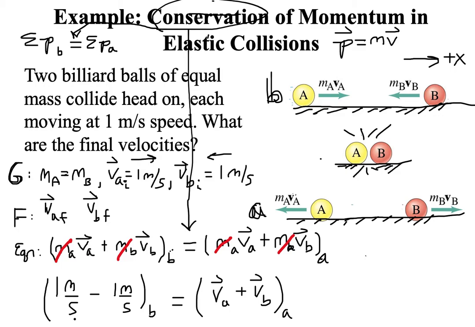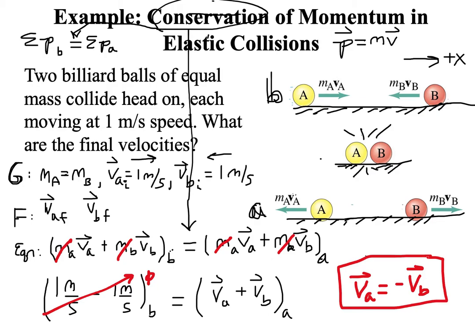So you can see that 1 meter per second minus 1 meter per second is just 0. So the left-hand side goes to 0. And we are left, when we solve this problem finally, that the velocity of ball A is exactly equal to the negative of the velocity of ball B. So they have the exact same value, but they're moving in opposite directions.